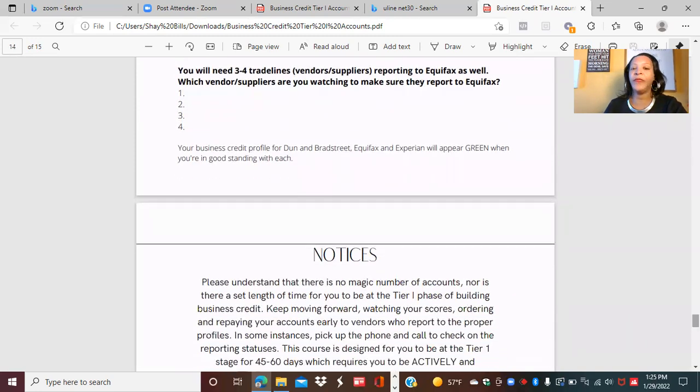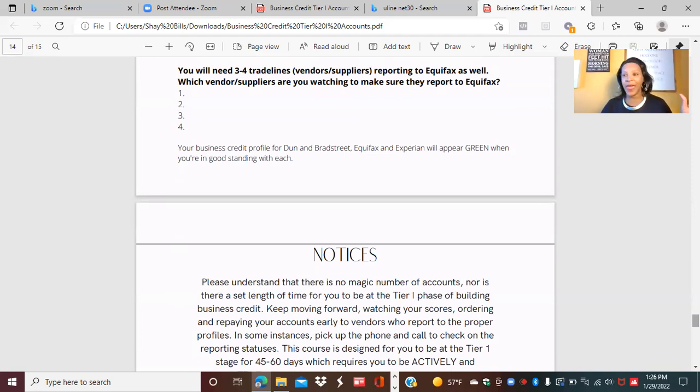Your business credit profile for Dun & Bradstreet, Equifax, and Experian will appear green when you're in good standing with each. So you want to always be checking your NAV, because NAV is going to tell you when you get to that 80 Paydex score. You're going to see it go from red, yellow, green. When you're in green, you know you're in good standing. Keep doing what you're doing, okay? For whichever ones are reporting to Dun & Bradstreet, keep doing what you're doing, okay?